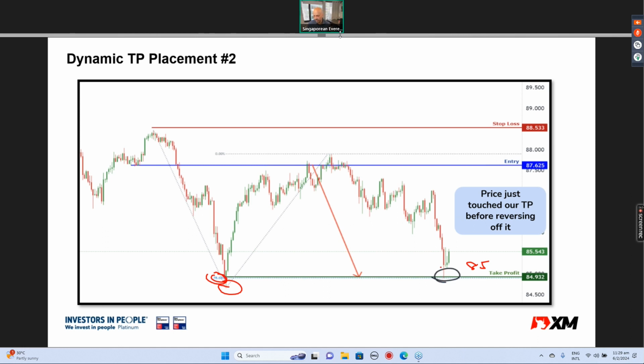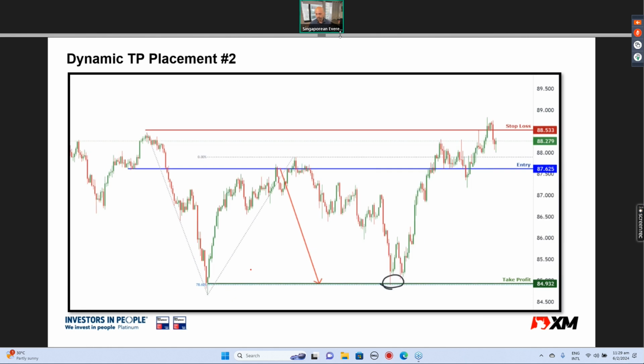So you can see here in this example, price just touched the TP at exactly 78.6 before bouncing higher, right? In some cases, it may not even hit the 78.6 retracement, but just stall slightly above it. So that is why I would say, ideally in this example, the TP should be placed slightly above the 78.6% Fibonacci retracement as well.